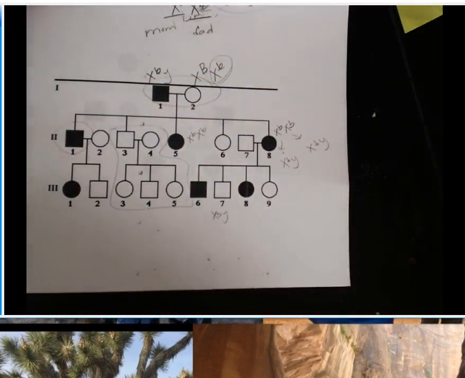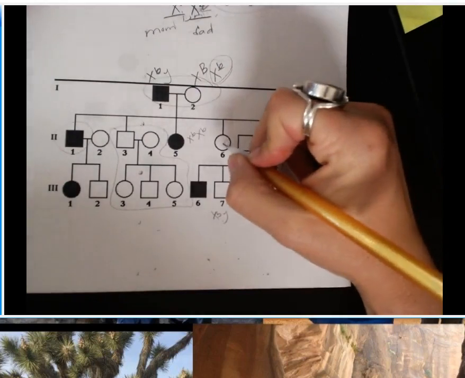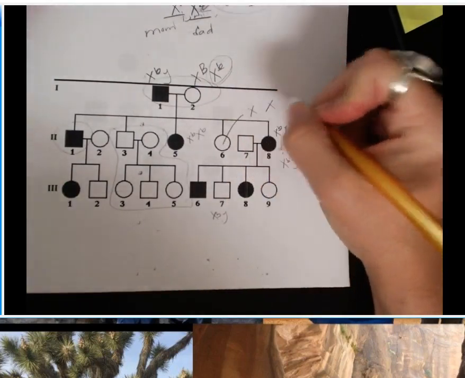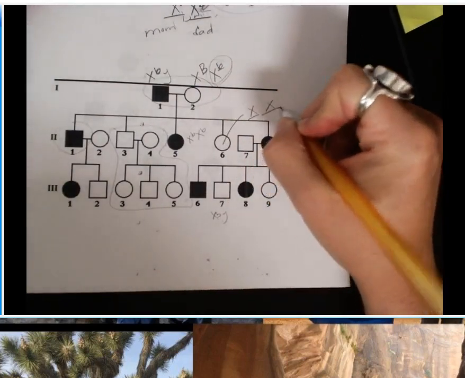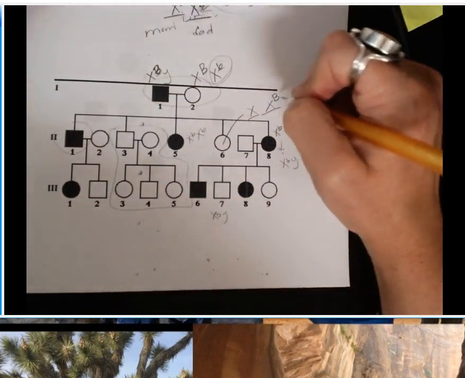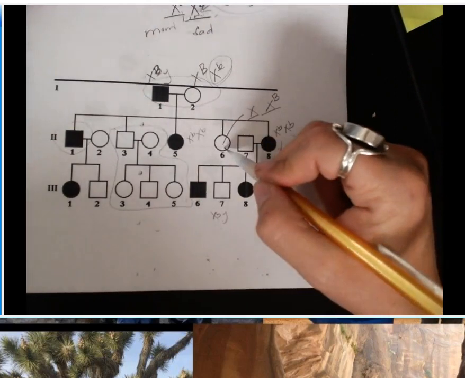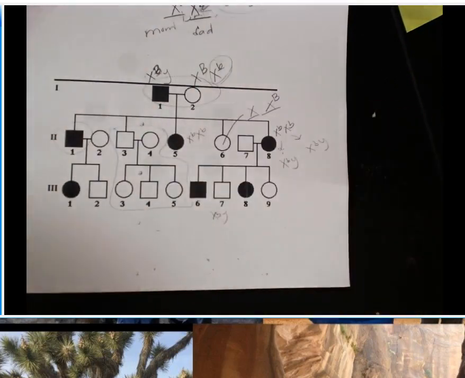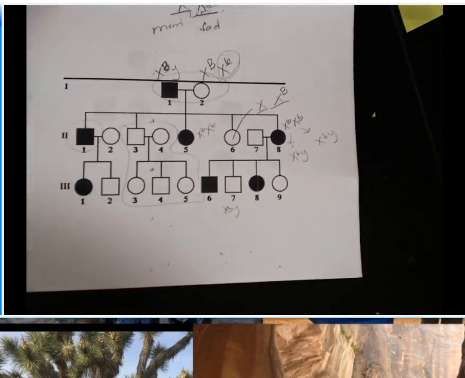And so now if you're like, well, what if it's sex-linked dominant? Well, because this daughter number 6 gets an X from the mom and the dad, if it was sex-linked dominant, that means that this daughter would also have it, and she doesn't. So right now for this pedigree, we can eliminate sex-linked as a possibility. So now we're down to autosomal and whether or not it's dominant or recessive.